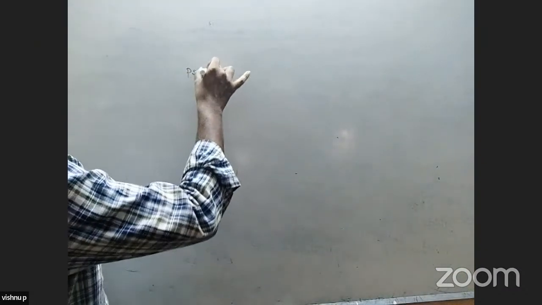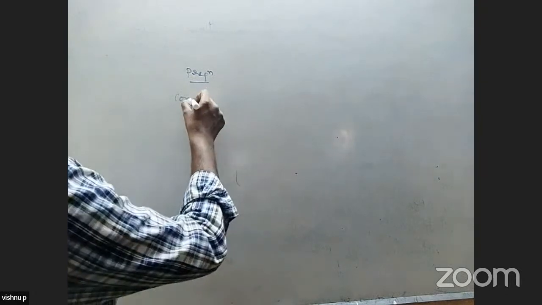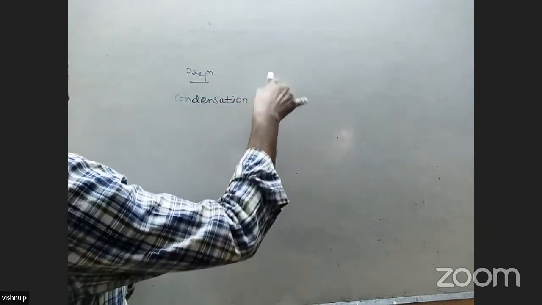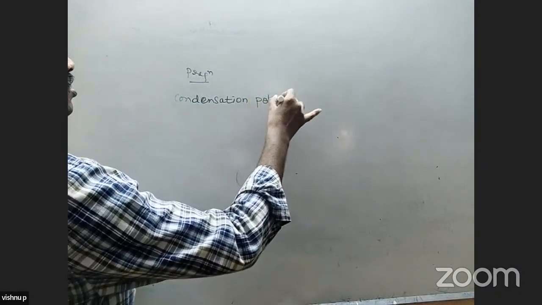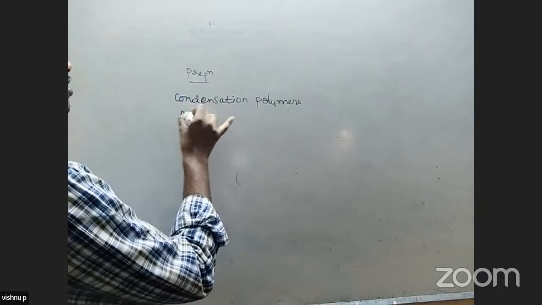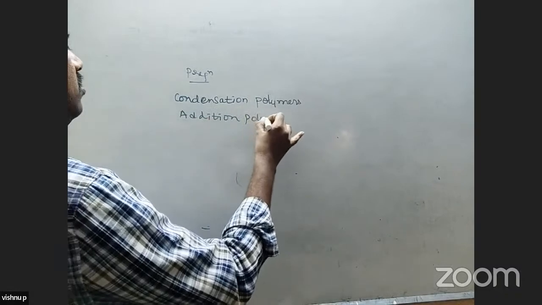Next, based on preparation method, polymers are divided into two types. First one is condensation polymers. Second is addition polymers.